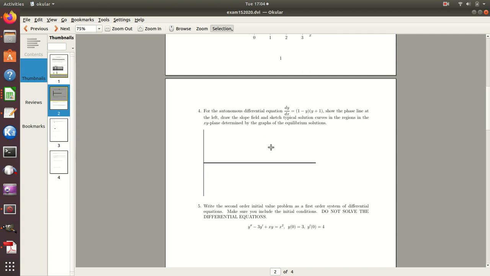I can mark those on here, and then I just ask, what's the sign of this function when I'm in between those things? Well, I'll plug in 0. I get 1 times 1, that's positive. So in between minus 1 and 1, I know it's positive. And if I'm above 1, I can very quickly see it's negative, so I draw that line down.